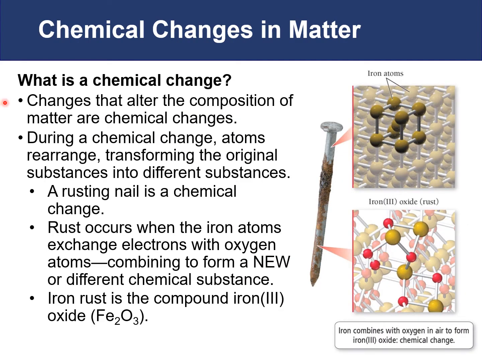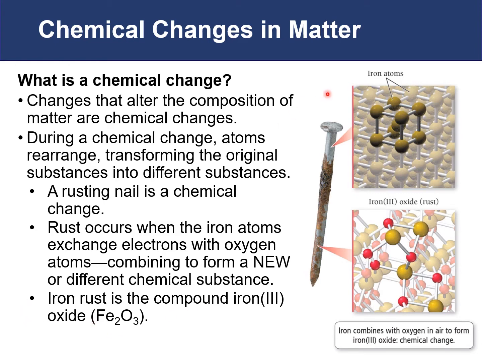On the other hand, changes that alter the composition of matter are chemical changes. During a chemical change, atoms rearrange, transforming the original substance into a different substance. A couple examples of this: a rusting nail is an example of a chemical change. Rusting occurs when the iron atoms exchange electrons with the oxygen atom, combining to form a new or different chemical substance. Iron rust is composed of iron(III) oxide.